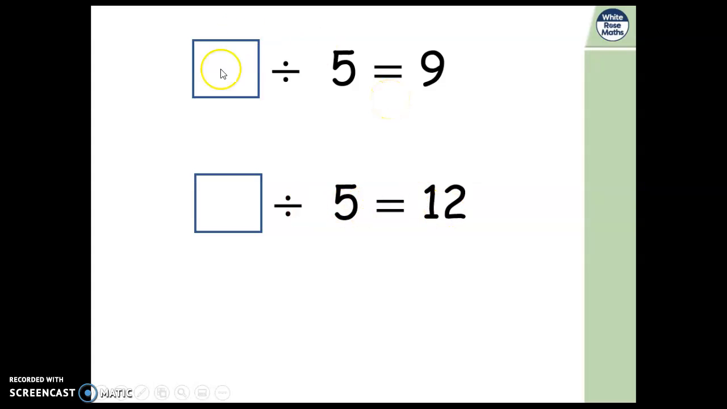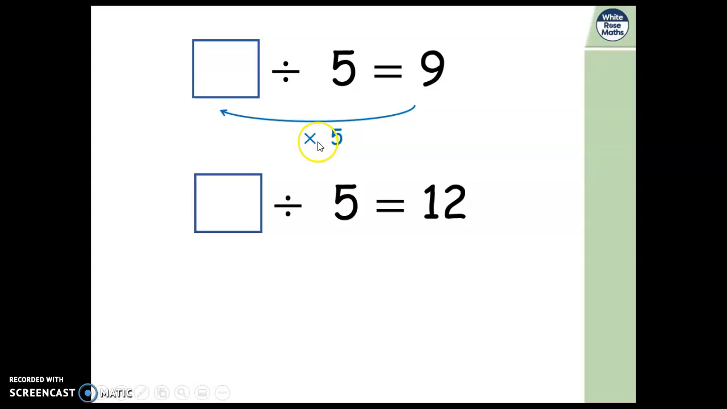Now remember, this number when dividing is always going to be the total amount, because that's the number that you are sharing or grouping. Okay, so this is going to be a big number. We look at this and think, right, 9, 5. So if I put something into groups of 5, I get 9. Well, to find that, rather than divide it by 5, we should times it by 5.